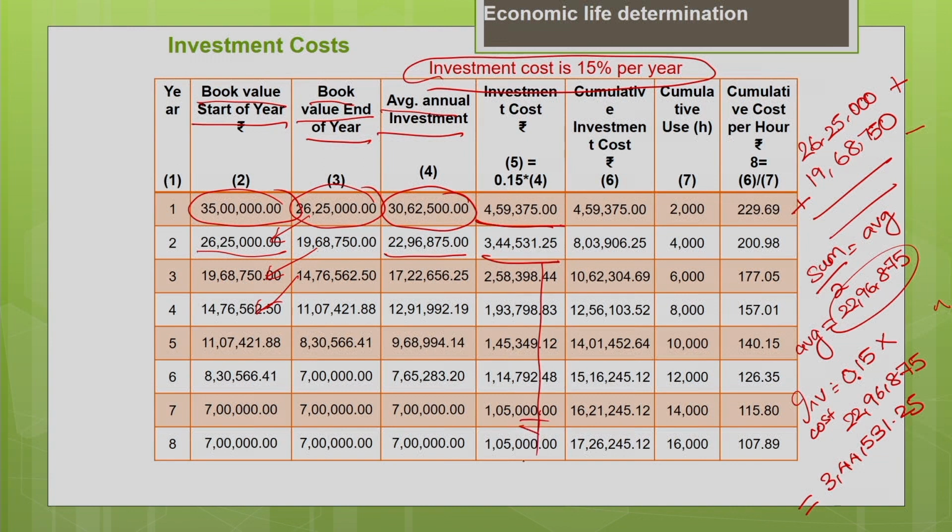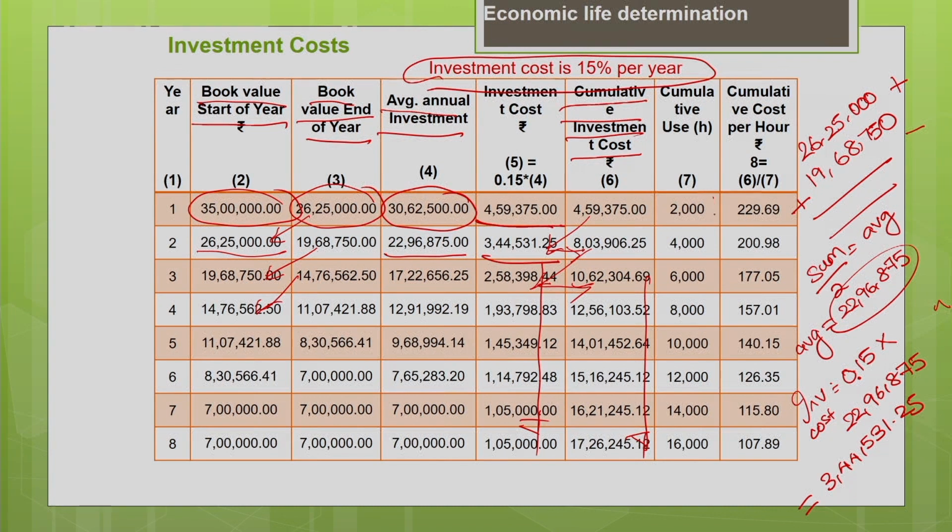Now you find the cumulative investment. You can easily find the cumulative investment. So investment for the first year, add it with the second year, you will get the cumulative investment at the end of second year. So cumulative investment at the end of second year, add it with the third year investment, you will get the cumulative investment at the end of third year. Like that you keep on adding, you will get the cumulative investment.